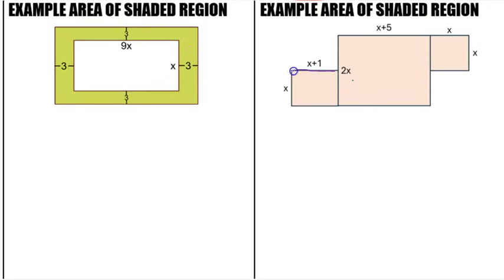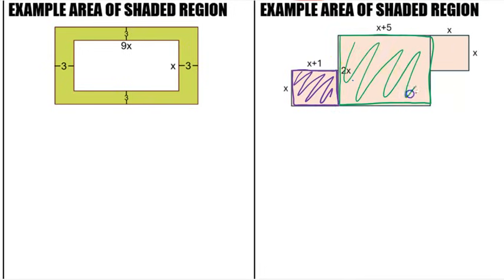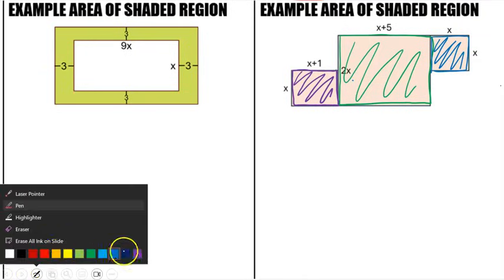So I'm going to need to know the area of this, I'm going to color it purple, rectangle. I'm going to need to know the area of this larger green rectangle. And then I'm going to also need to know the area of this smaller blue rectangle. And once I know all those areas, I can just add them all up, and that will give me the area of the total space. So let's start with the purple one.